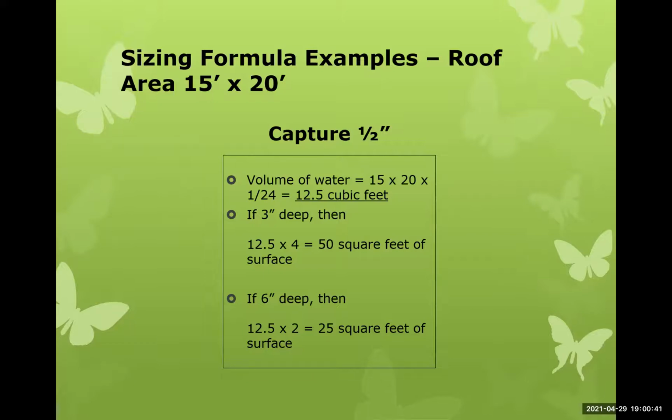If the rain garden was 6 inches deep, 6 inches is half a foot. So you take your cubic feet of water, you multiply it by 2, which is the inverse of half a foot, and you get 25 square feet of surface. And that makes sense. It's twice as deep, so the rain garden can be half the size.